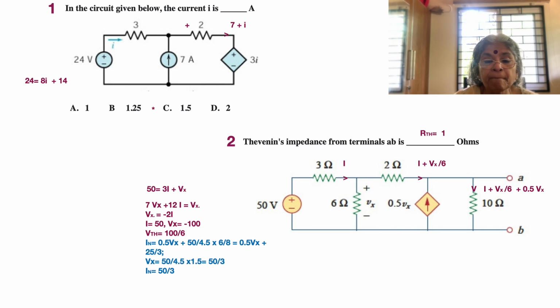So what do we have here? We see that the voltage across the 10 ohm resistor would be the Thevenin's voltage because AB is open circuit. So that's fine. But then what is the current flowing through 10 ohms? Okay, there are many contributions.